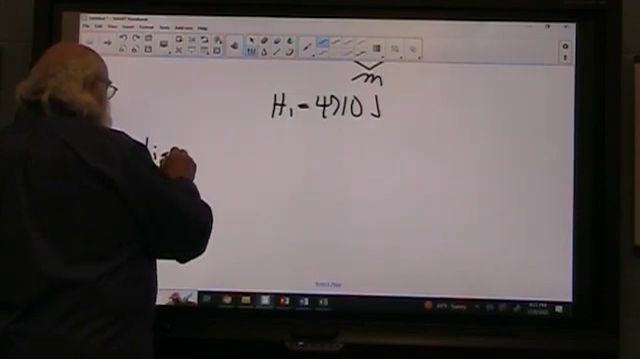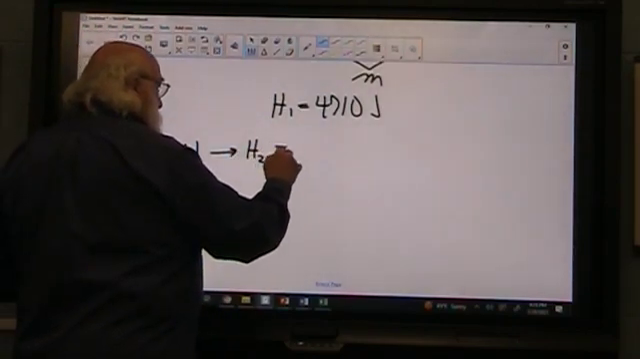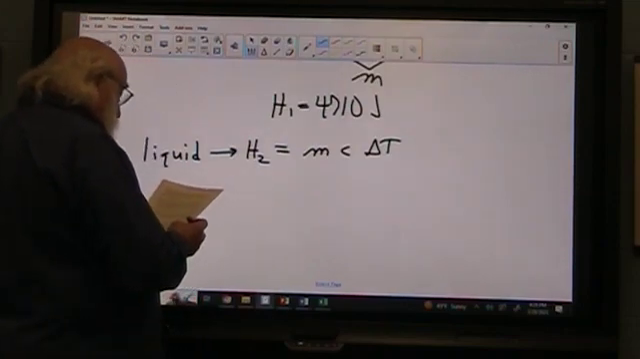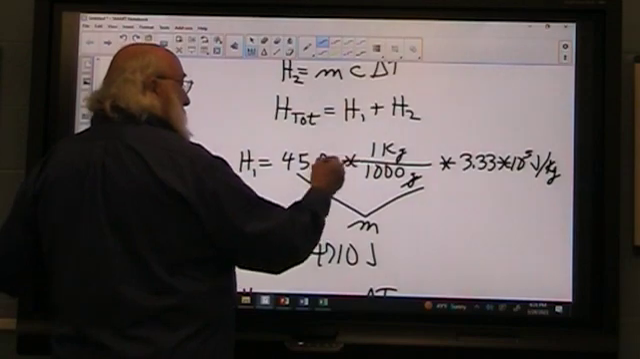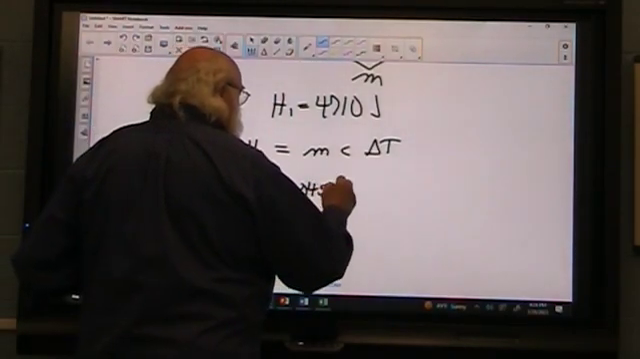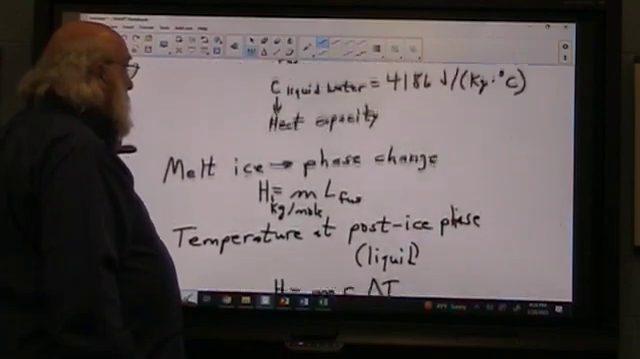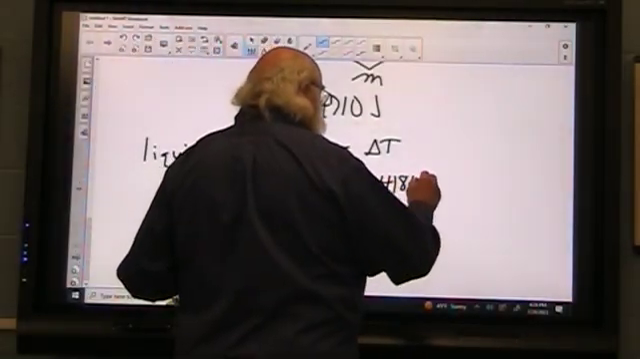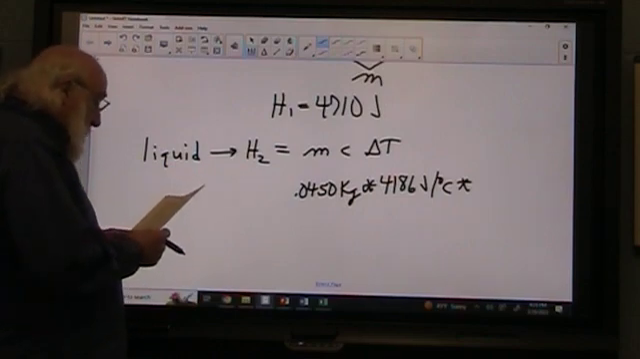H2 now is the liquid phase, or as I cleverly call it, the non-solid phase. So this is going to give us H2. And as I said, this is going to be MC delta T. Now, for that to take place, we have to use, again, the mass, which if I had gone ahead and calculated this part right there, that's 0.0450 kilograms using 3 significant figures. So the mass is 0.0450 kilograms times the heat capacity of liquid water, which I gave you as 4,186 joules per degree Celsius. And then we take that times the change in temperature.